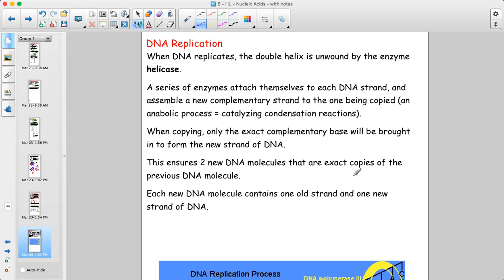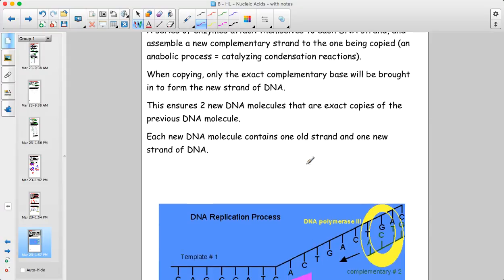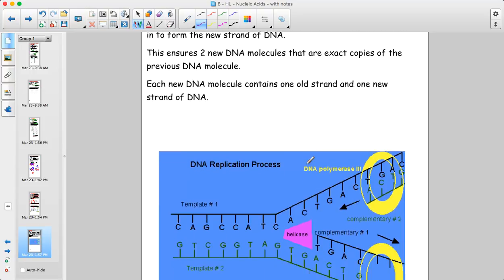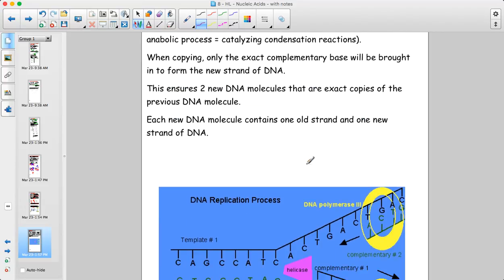Okay, so this video will go over DNA replication as well as transcription and translation, and a little bit on genetic modification or genetically modified organisms. So when DNA replicates, the double helix has to be unwound. This is carried out by an enzyme called helicase. A series of other enzymes will then attach and essentially will bring in the complementary base so that two new strands of DNA can be formed, and eventually you'll have two identical DNA molecules to the original strand.